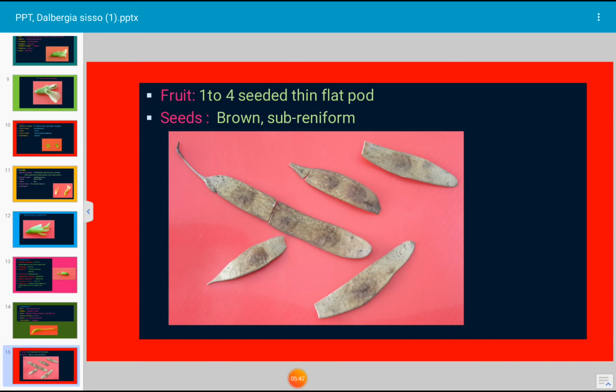Next, these are the fruits of Dalbergia sisso. Fruit is 1 to 4 seeded, thin flat pod, and the seeds are brown subreniform. This is all about the taxonomic characteristics of Dalbergia sisso.